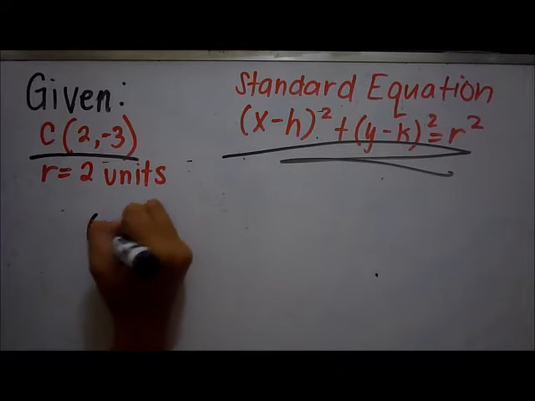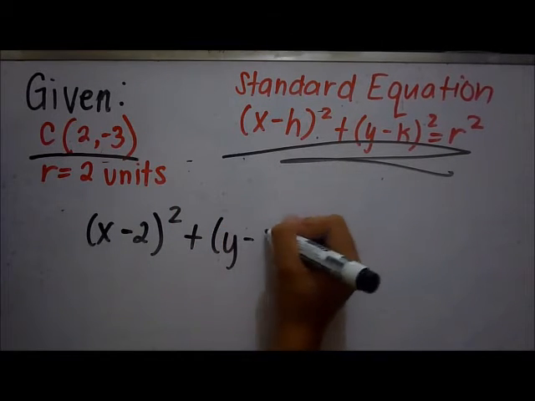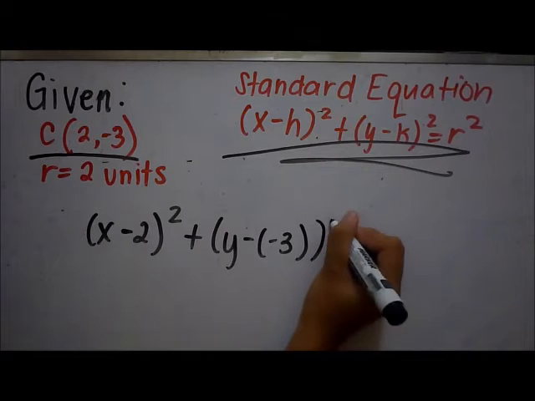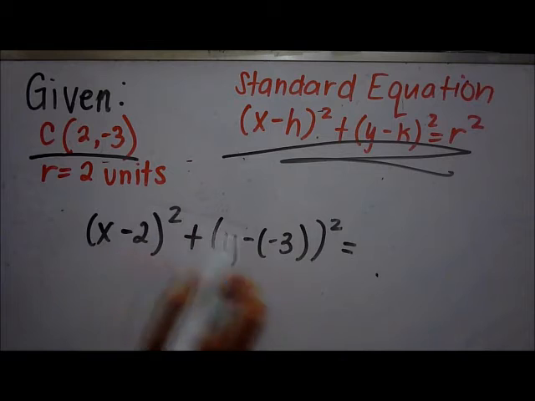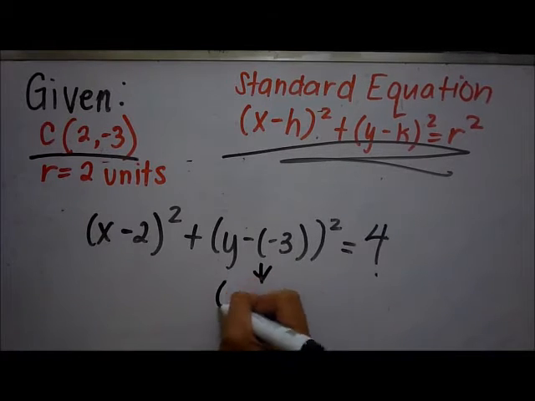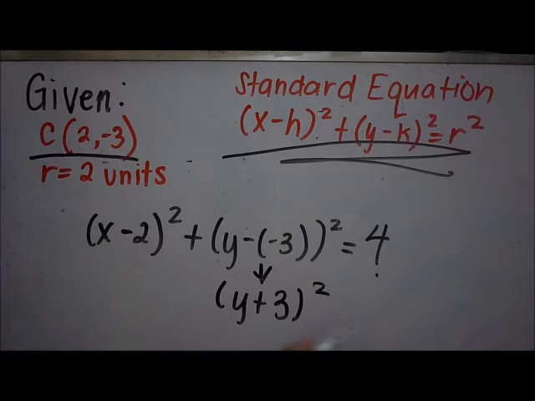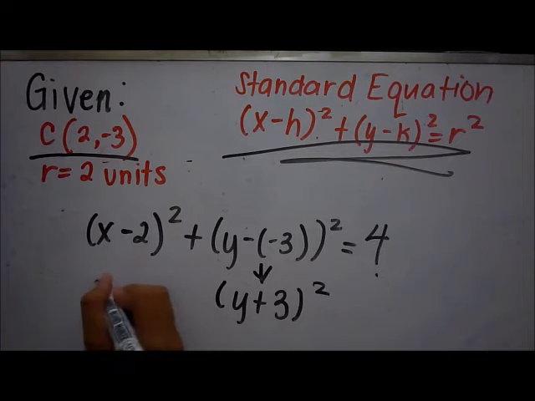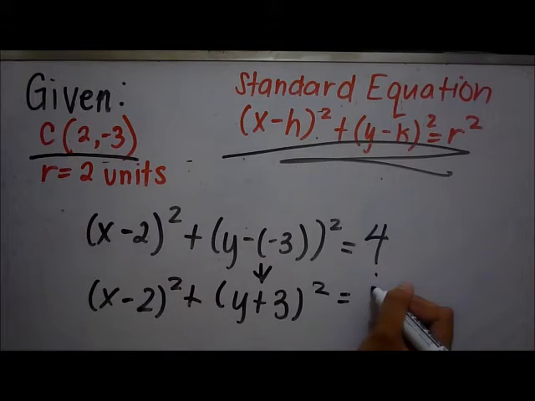Substitute the values of h and k in the equation so that we'll get (x minus 2) squared plus (y minus negative 3) squared. Since our radius is 2 units, we need to square it so that we'll get an answer of 4. Our k is negative, so we should include the sign in substituting, so that negative 3 would be positive 3 at the second part of the equation. So we'll have a standard form of (x minus 2) squared plus (y plus 3) squared is equal to 4.